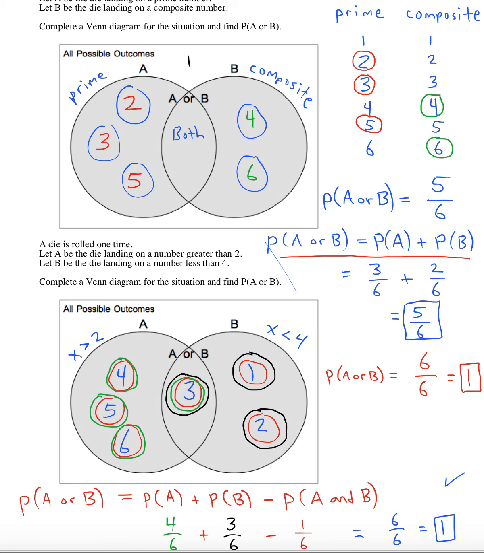So why wasn't that correction needed in the case above? It's because they were mutually exclusive. When you have mutually exclusive events, they don't share any outcomes in common, so there's no chance for elements to get counted twice. But these ones are not mutually exclusive, which means they have outcomes in common, which will get counted twice if we just simply add the probabilities.